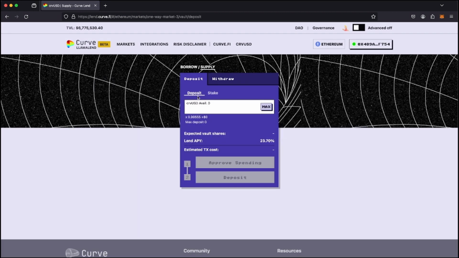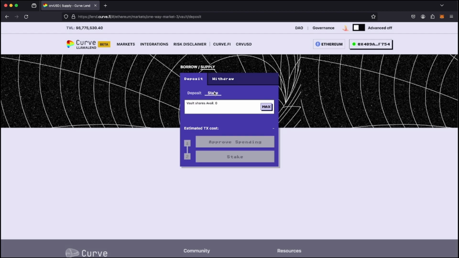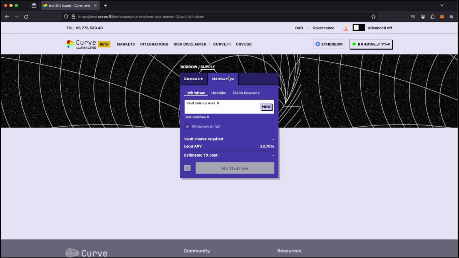In order to supply, you would deposit, and then once you have deposited, you would take the resulting LP token and stake it into the markets. You may not be able to withdraw if someone has taken out a loan against your supply, so be careful. Suppliers also face the risk of bad debt if the entire market nukes.